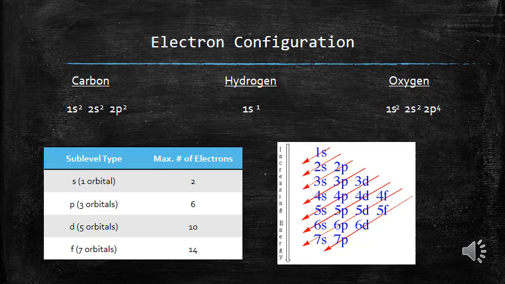And oxygen has 8 electrons, so it's the same thing. You put 2 electrons into S because it holds 2, then 2s because it only holds 2 electrons, and then in 2p we put 4 because that's how many we have left. If we had an element with a higher number of electrons, we would follow down the arrow and put 6 electrons into 2p and continue on to 3s and how many electrons fit into there.